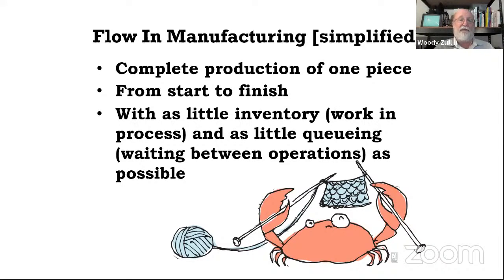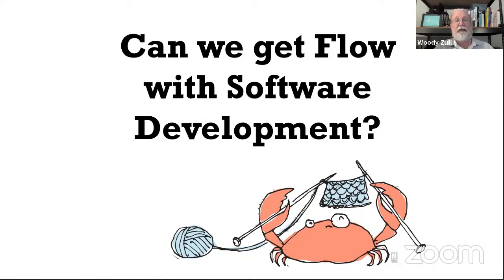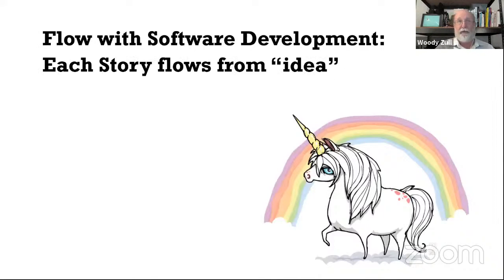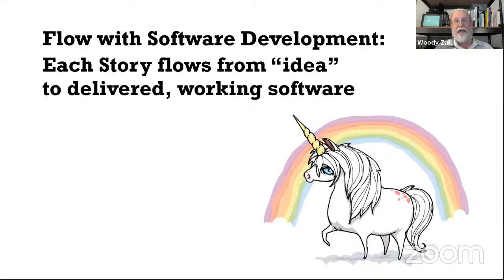Ideally, we would perfect this where as a piece is going down the assembly line, the things that are being assembled are being manufactured at the very moment they're needed. That almost never happens. Perfection or ideal situation really never happens, but we want to get close to it. The question is, can we get some kind of flow like this for software development? And this is how I define flow in software development. Each story flows from an idea to delivered working software.